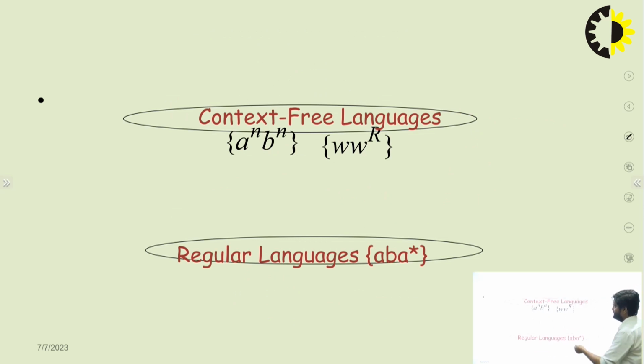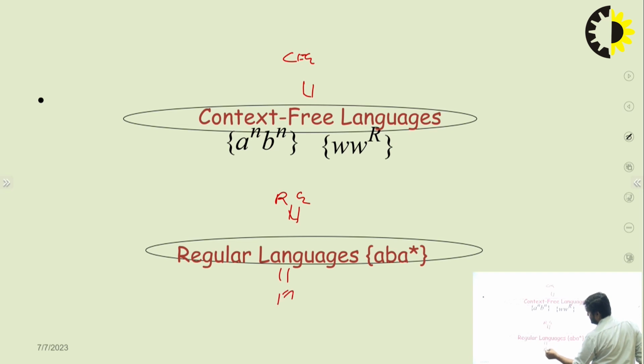Now what is the difference? A context free language is generated by a context free grammar, and a regular language is generated by a regular grammar. Now how do we identify the difference? If a language is accepted by a finite automata, this type of language is known as a regular language. If a finite automata does not accept the language, it may be accepted by a context free language.